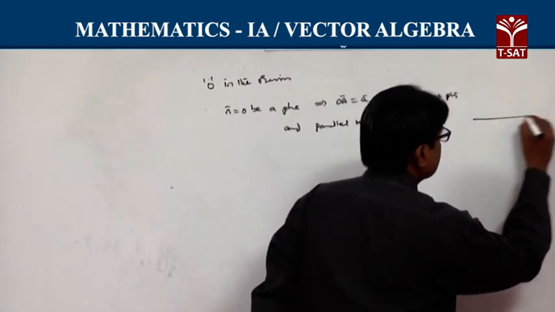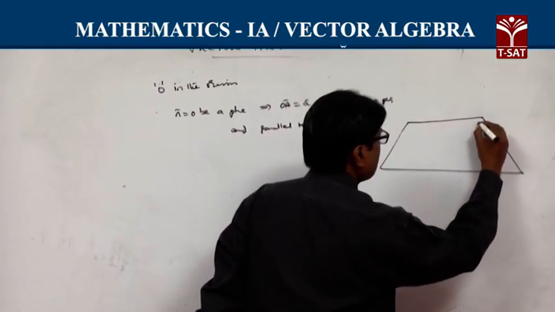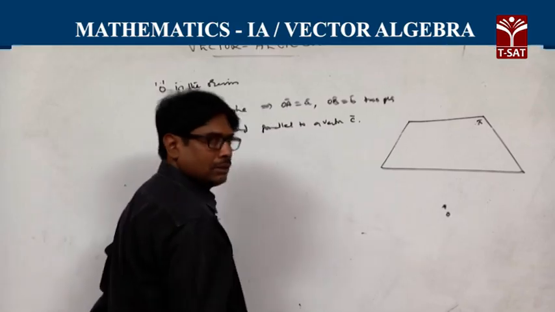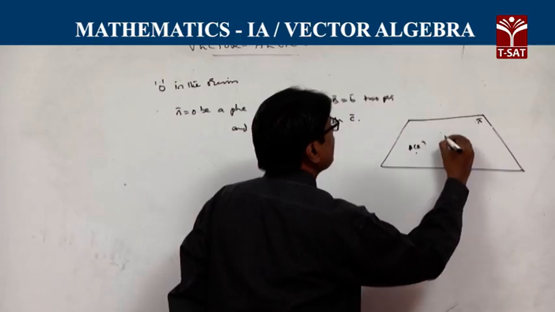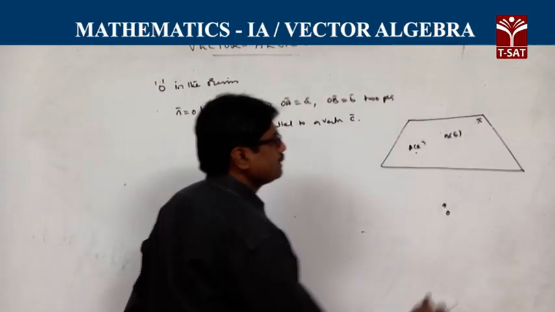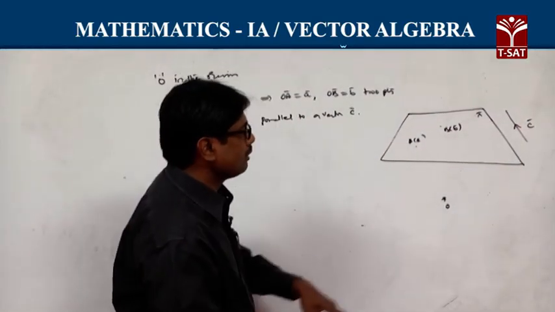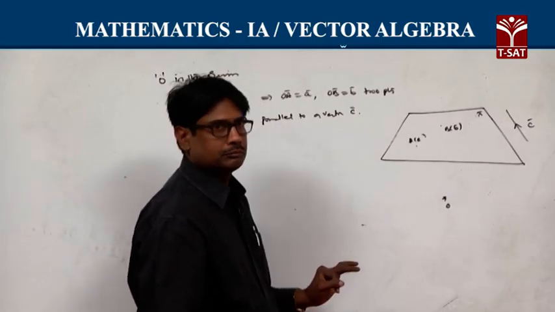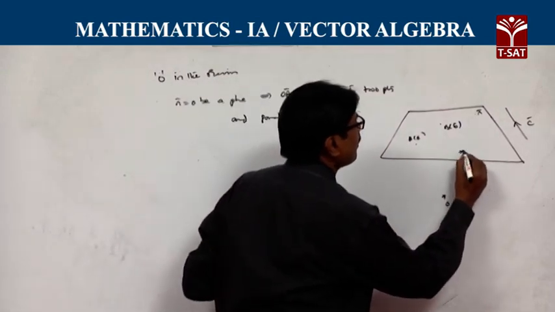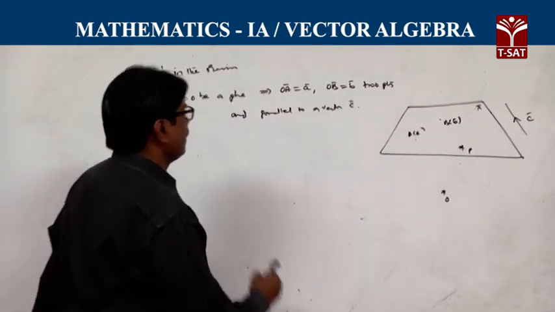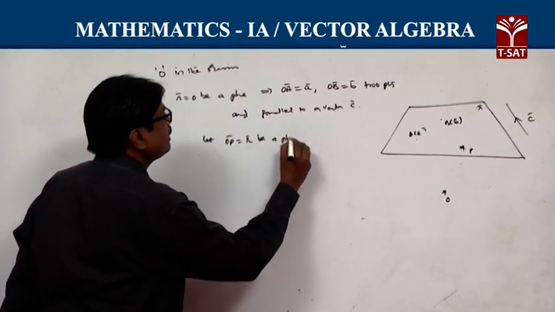Take one plane, pi is equal to 0, be the plane represented by pi. O is the origin. OA bar is equal to A bar and OB bar is equal to B bar, 2 points in the plane, and this plane is parallel to a vector C bar. That parallel vector you may draw here or here, anywhere. Now, in order to find this plane equation, again we will take a parametric point P in the plane. Let OP bar is equal to R bar be a point in the plane.